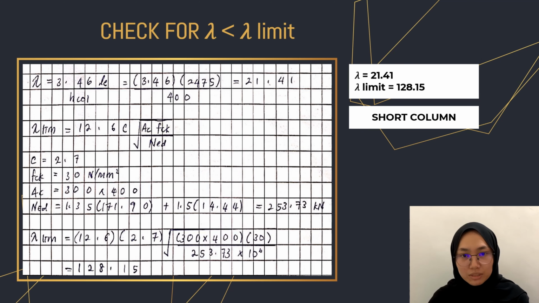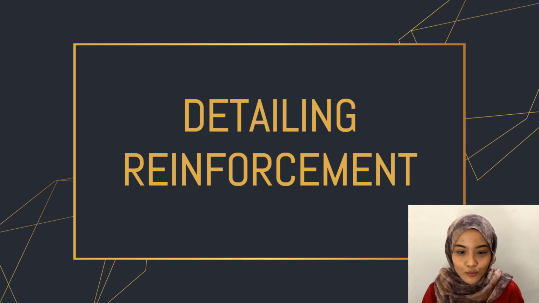We continued with checking for lambda. Lambda has been determined as 21.41, while lambda limit is 128.15. As the value of lambda is less than lambda limit, the column is considered as a short column. I am Nurul Hafiza binti Saiman and I will continue this presentation. I will explain about detailing reinforcement of the column.